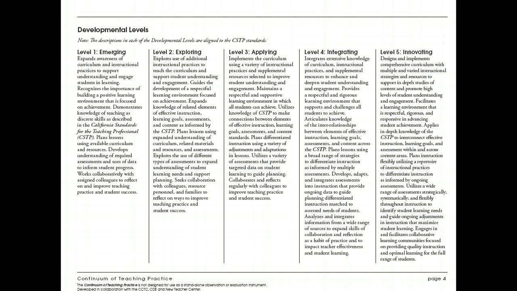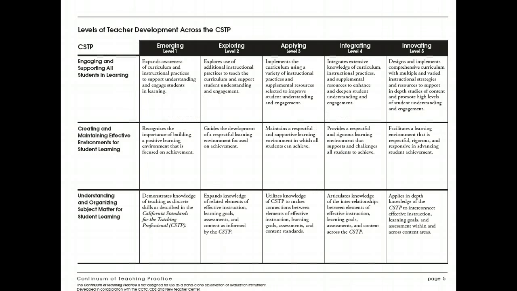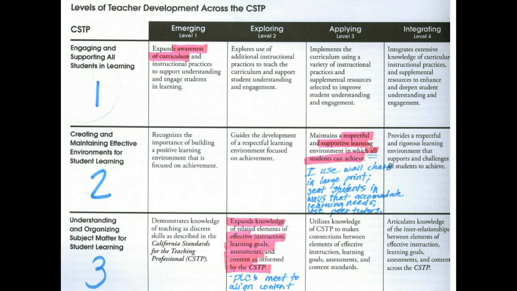You will find all of the CSTPs and aligning developmental levels listed on page 5 and 6 of the Continuum of Teaching Practice booklet. It is here that you will mark in the booklet indicating your developmental level and record evidence for why you determined that level in the space provided below each standard. In your initial assessment, you will be marking the levels for each of the standards. Here is an example of what your booklet may look like.